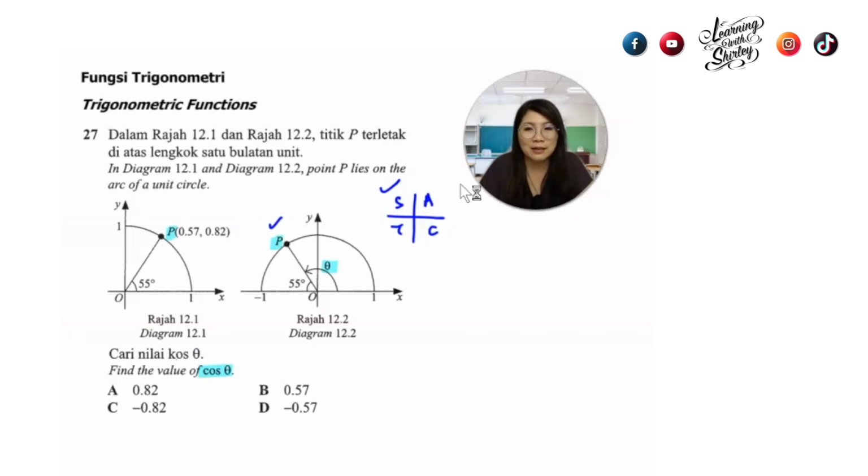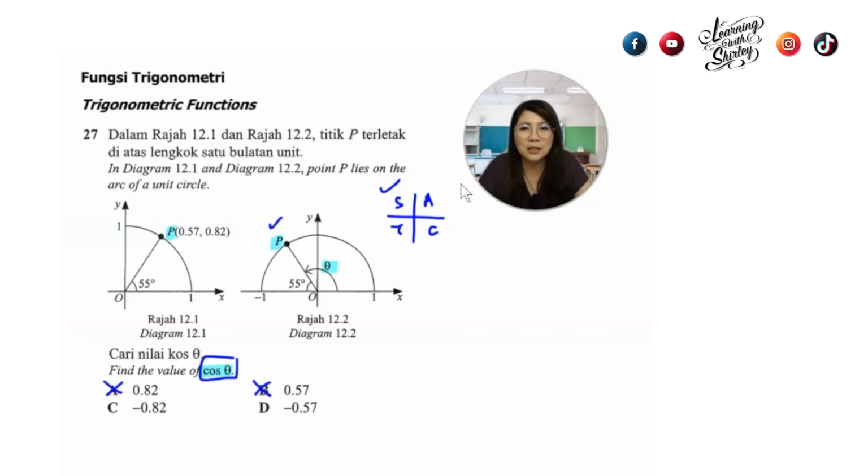Cos and tangent are negative, which means that if they ask you to find the value of cos, definitely the answer will be negative. So we cross out all the positive answers. A is incorrect and B is incorrect. So it's either C or D, okay? At least we have already narrowed down our answers, so our chances of getting it correct will be 50-50, okay?